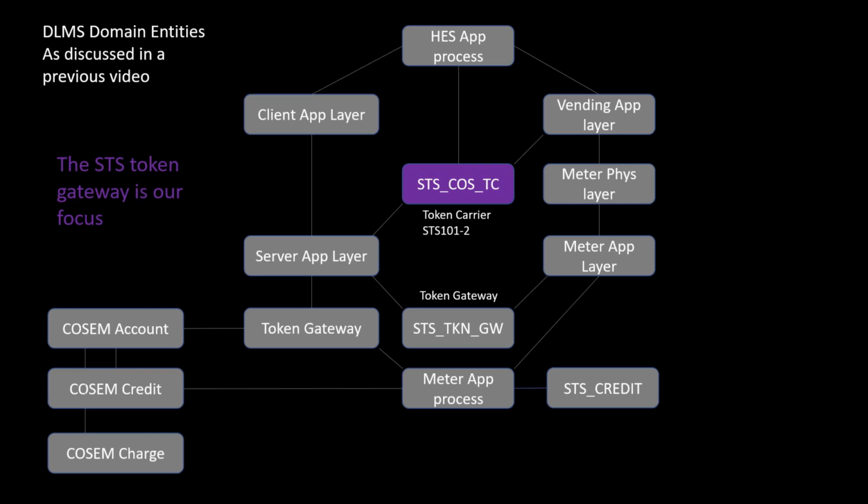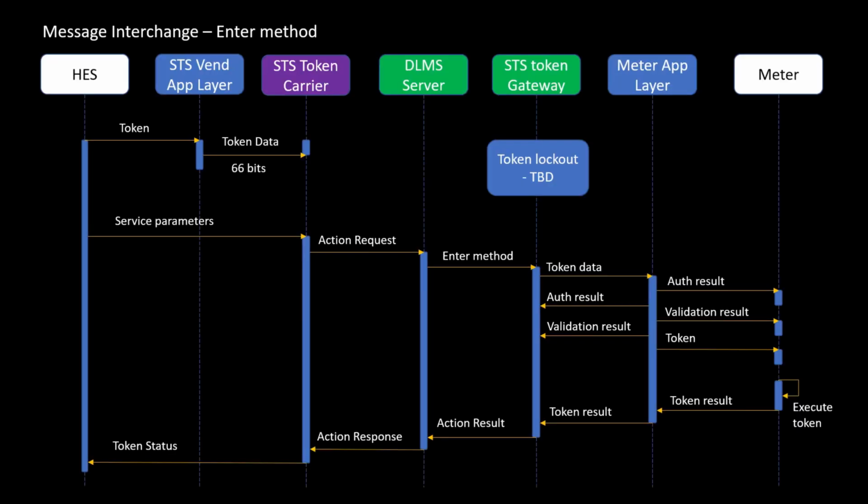If you recall from a previous video, we showed the DLMS domain entities. Here's a little reminder of it. We are dealing with the STS token gateway, the STS COSEM, which is in fact the token carrier as specified in STS101-2. We also discussed in a previous video the message interchange, the enter method, and I showed this picture of the flow from the head-end system right through to the meter, the validation of the token that has been sent via the token gateway, and then the message going back as an eventual token status to the head-end system.